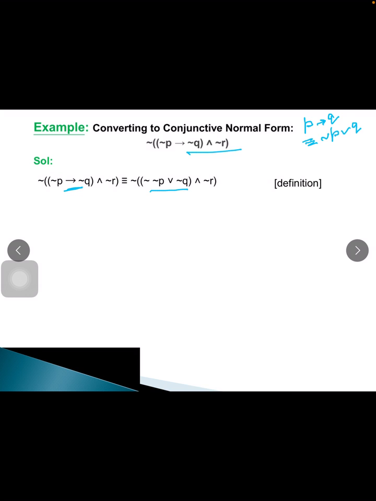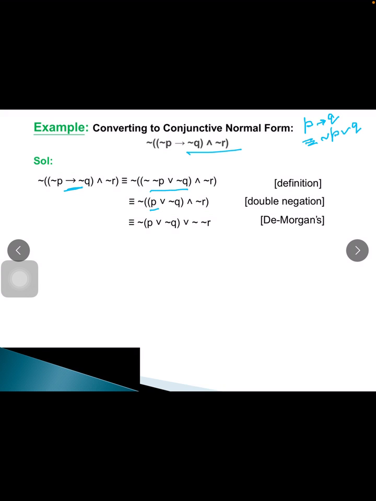Now you have negation of negation P. What is the negation of negation P? This is equivalent to P, by the involution law, double negation, right? After that, this is the negation of this complete whole braces, so you use your De Morgan's law, right?